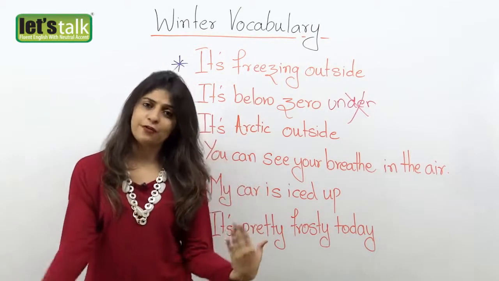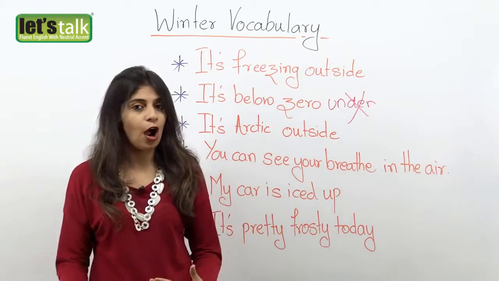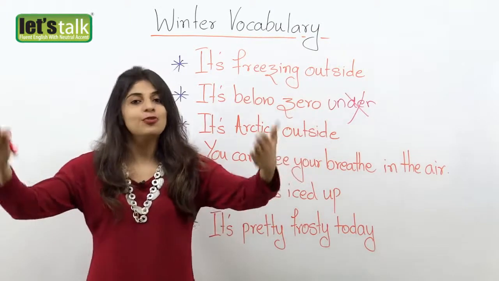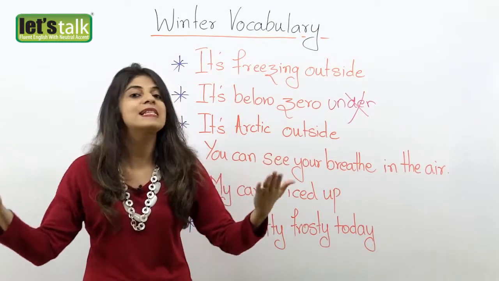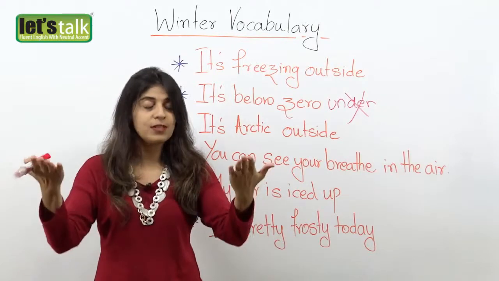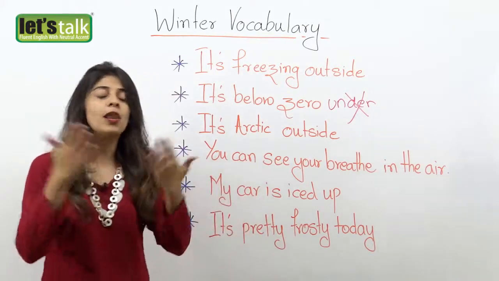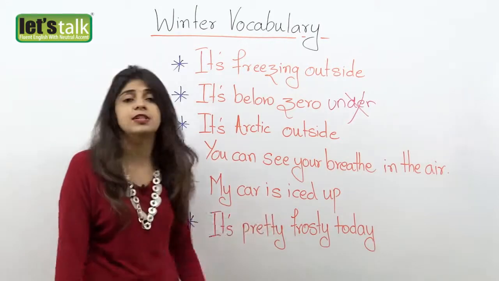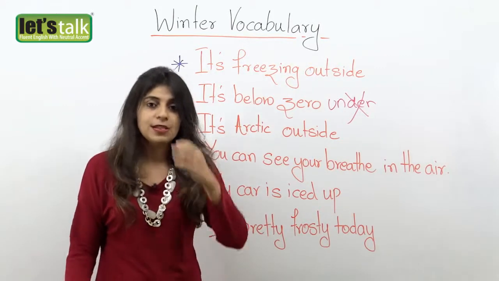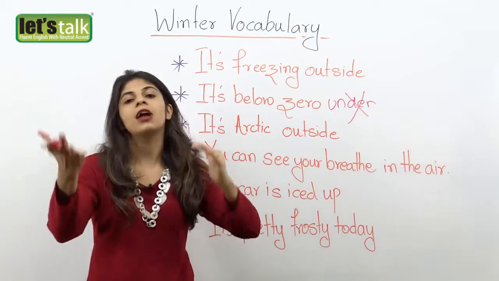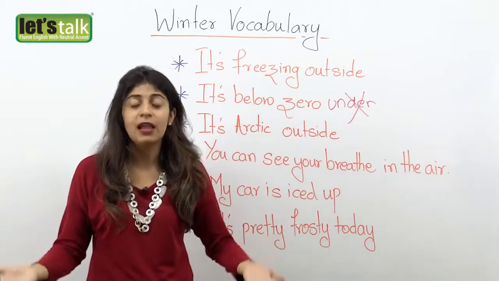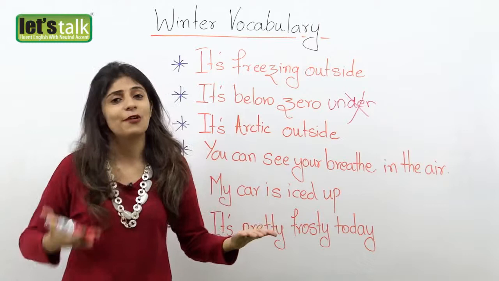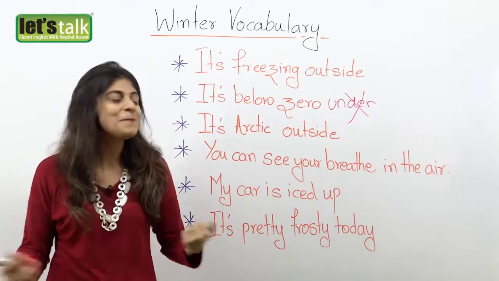The next one that I have for you is my car is iced up. So you step out of your house and you get into your car and you notice ice on your windscreen. Okay, the windscreen of your car is all iced up. So you can say, oh, my car is all iced up. So it means that you spot ice on your windscreen. The reason is because it's very cold outside, okay?